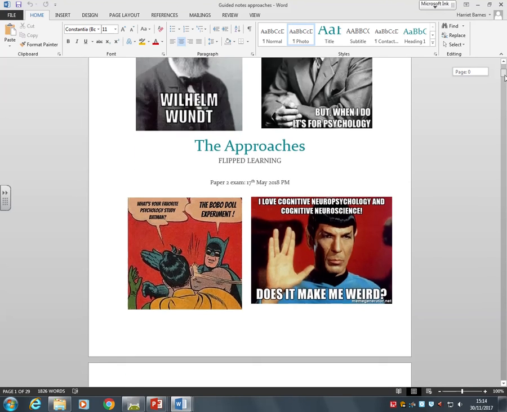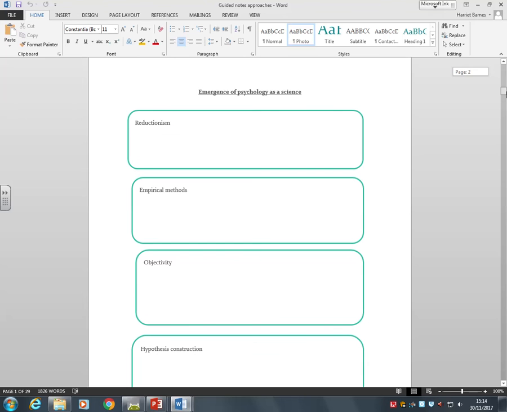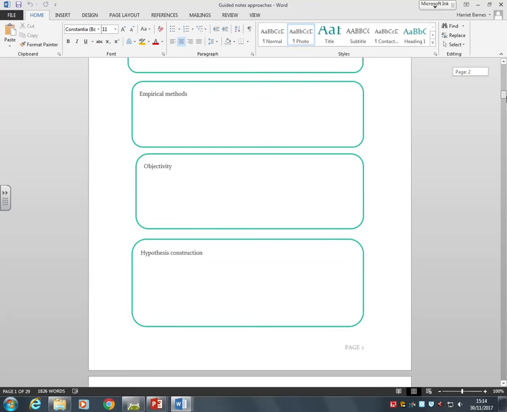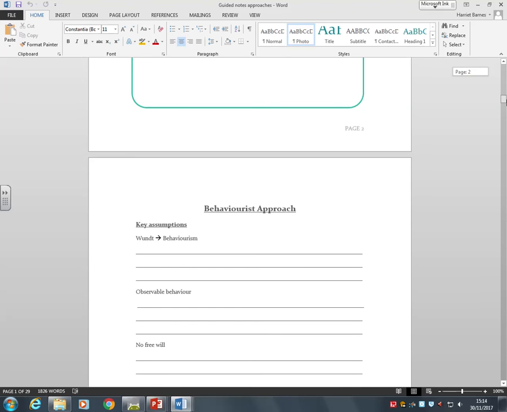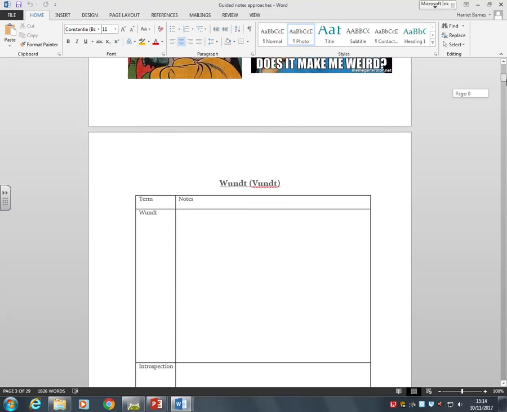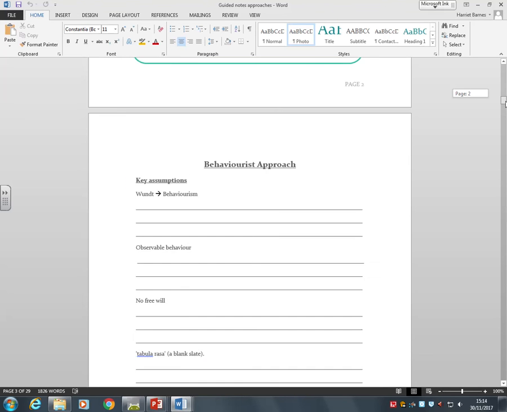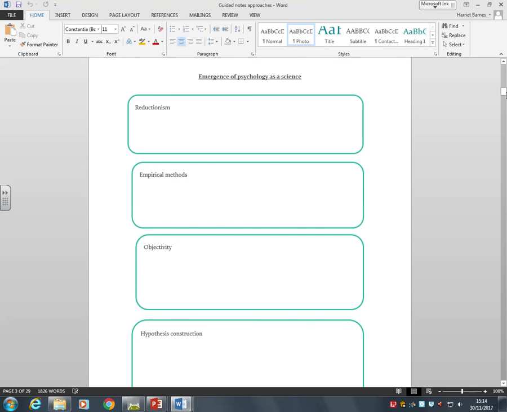And the only pages you need to complete are that one about Wundt and introspection, and the emergence of psychology as a science. Do not go on to the behaviourist approach. Well, the videos aren't up yet, but if I manage to upload some videos and you want to go into the behaviourist approach, you can do. The only 2 pages you need to have ready for next week are page 1, Wundt, and the emergence of psychology as a science.